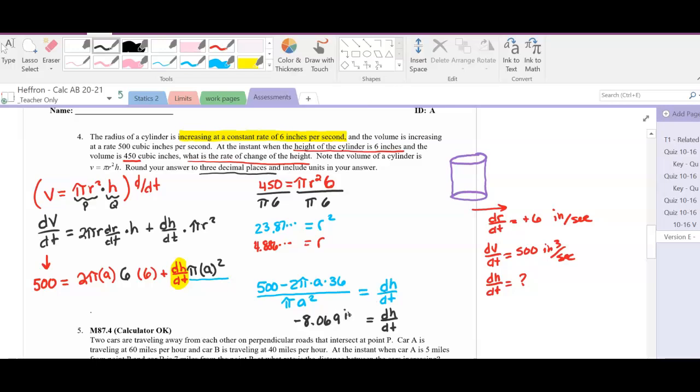h was measured in inches, so inches per second. This negative means the water level is decreasing, so my water level is going down in this cylinder.